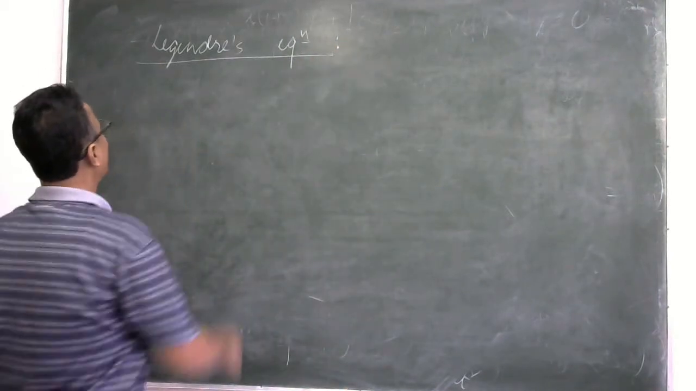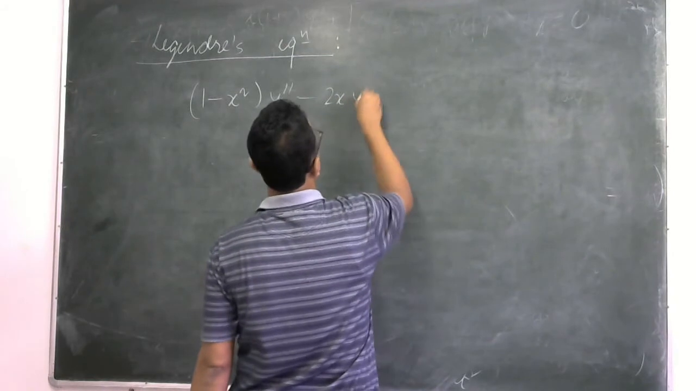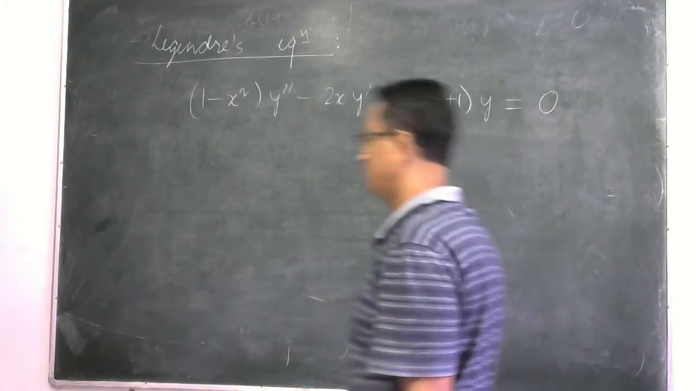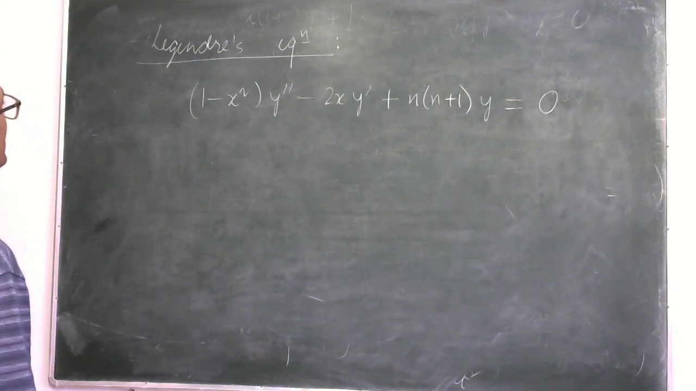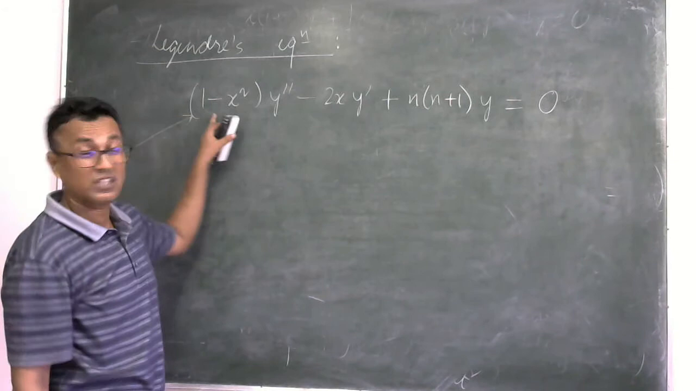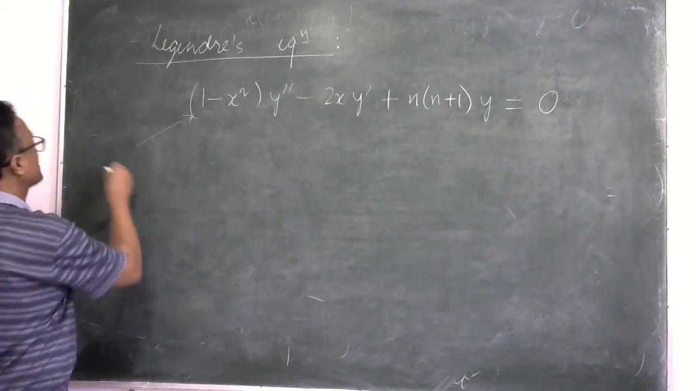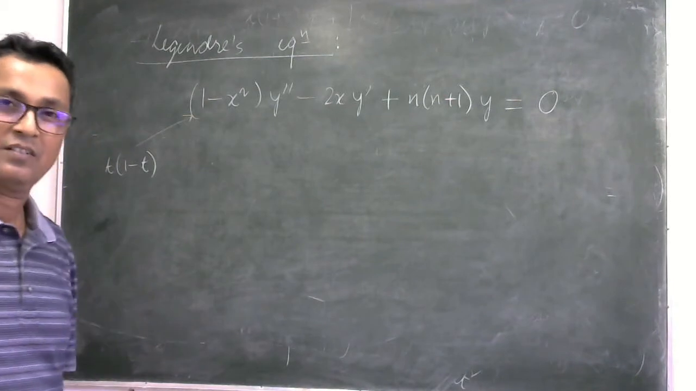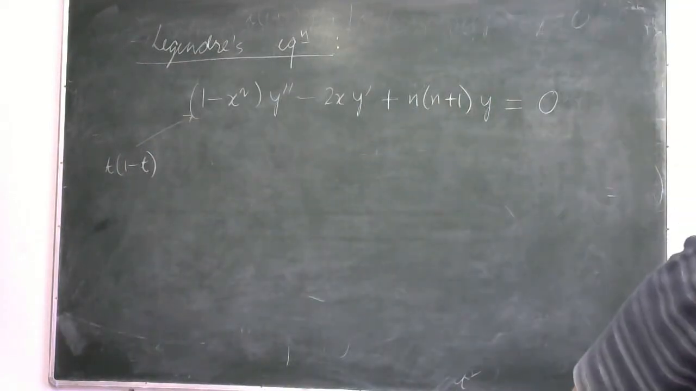So now, if you recall, let me write it as n into n plus 1 times y equal to 0. And of course here, I'm assuming that n is an integer. Okay, fine. So now, just concentrate here. If I want to convert this one into that Gauss's hypergeometric equation, definitely I would like this 1 minus x squared to be converted into something like t into 1 minus t. Isn't it? Fine? Okay. So can you think about a transformation?